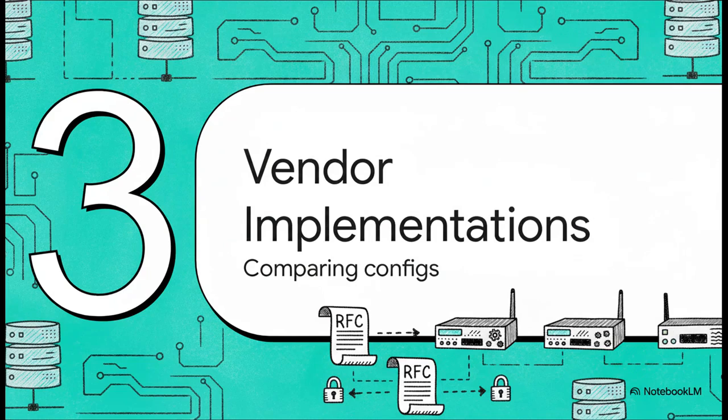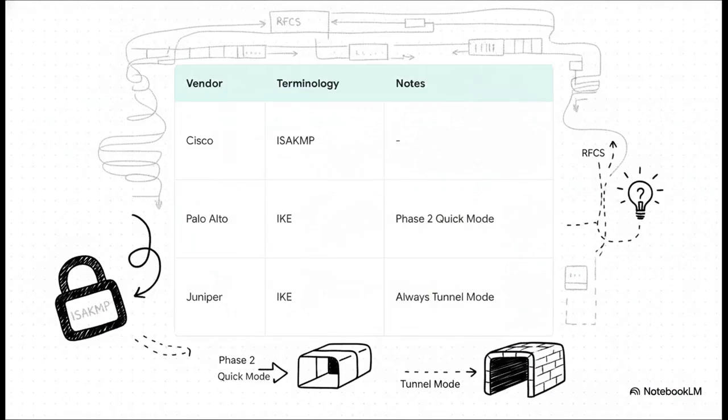Section 3, Comparing Vendor Implementations. With all that academic theory out of the way, let's pivot and see how hardware vendors actually interpret these RFC standards in the wild. This breakdown right here is exactly why network engineers have to be so adaptable. The RFCs are just blueprints. Every vendor builds the house a little differently. Cisco, for example, loves clinging to legacy terminology like ISAKMP for IKE, and traditionally relies on a crypto map approach to tie IPsec directly to physical interfaces.